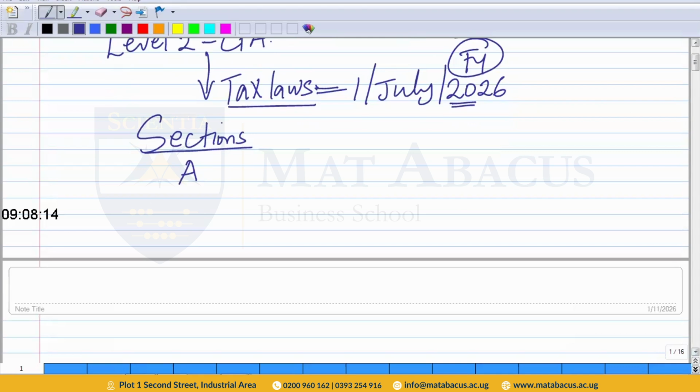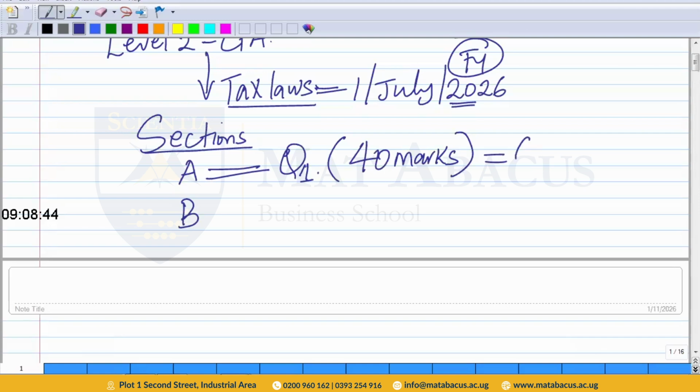So for examination purposes, this paper has 2 sections, Section A and Section B. Section A has only 1 question, question 1. This question takes 40 marks, and it is compulsory.